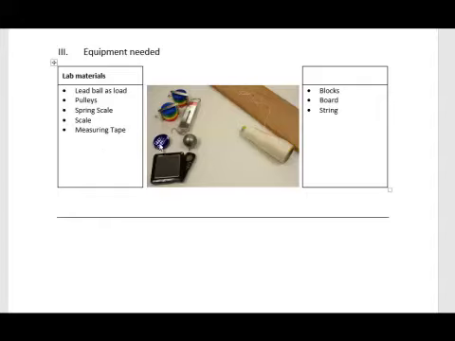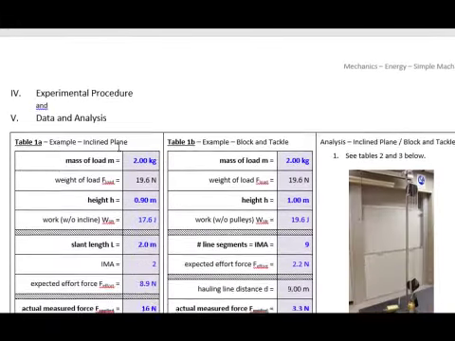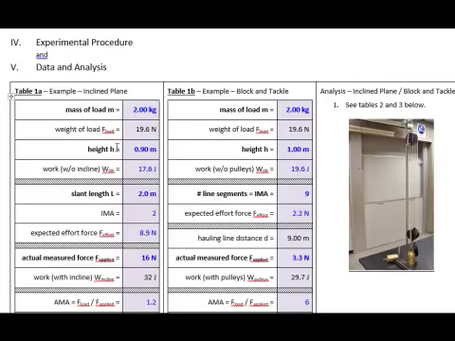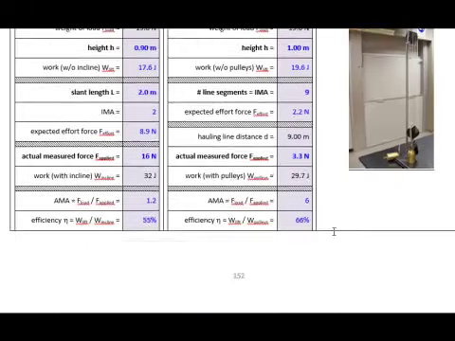I will show the incline in the video. I will actually leave out the pulley system, the actual experiment, but you have to use an applet in order to do that. All right, so let's look at the data table. In the video, you will see that I have an example for the inclined plane and the block and tackle. So please follow the 2 examples closely.